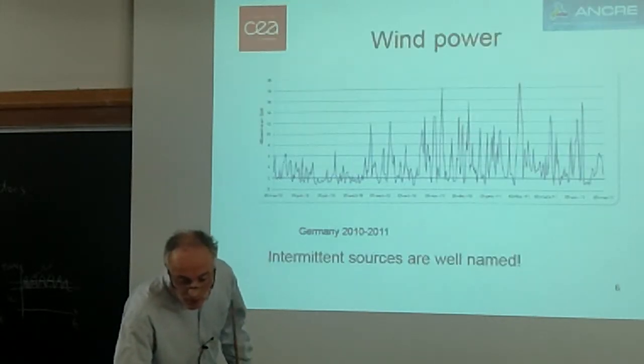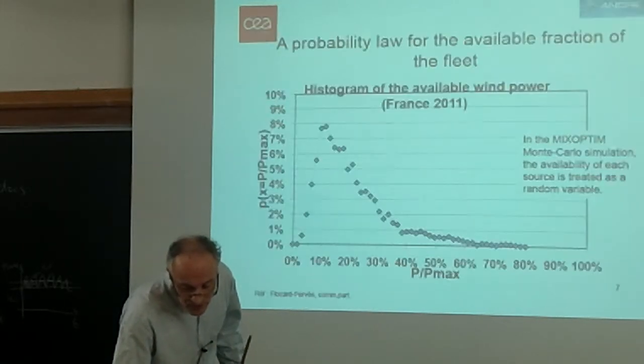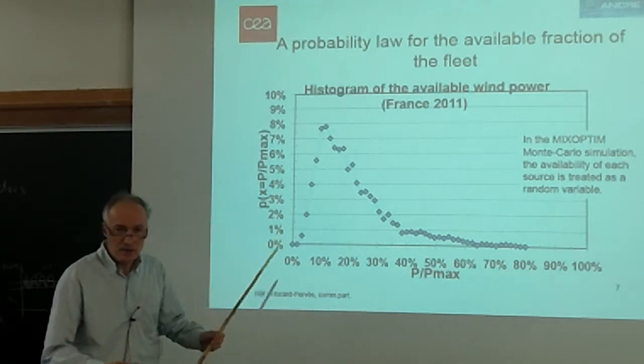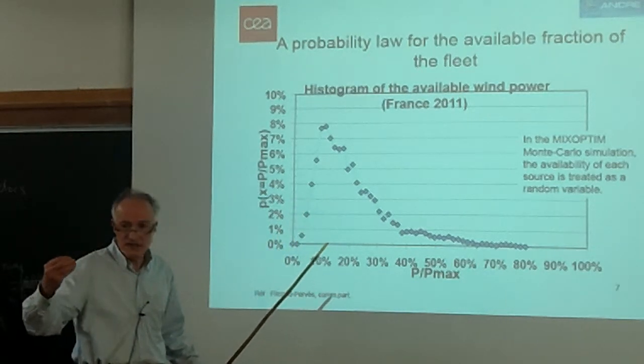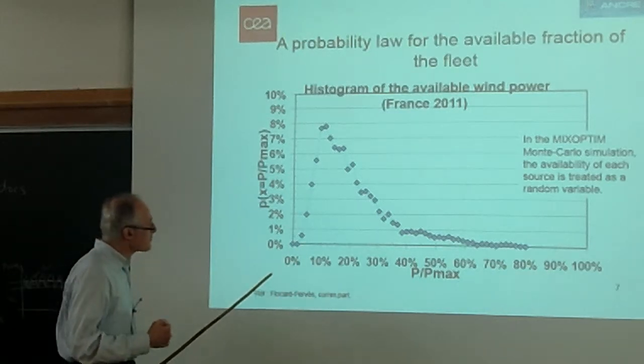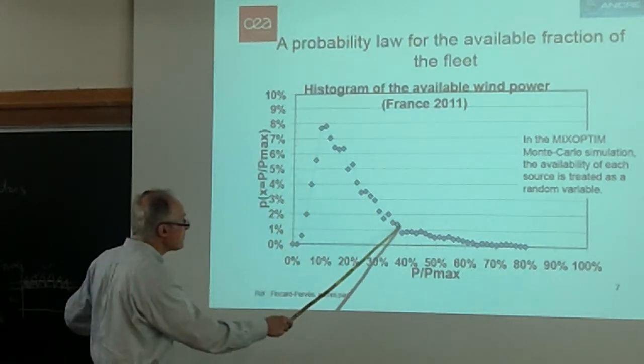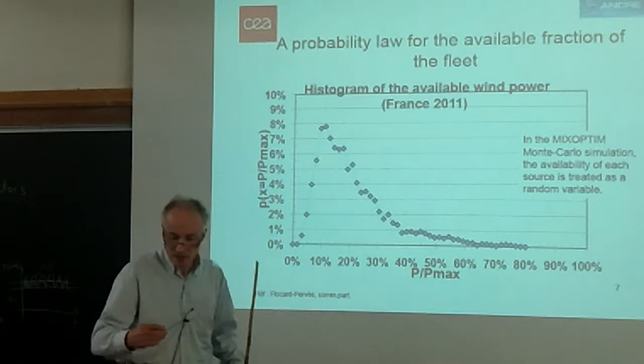Okay, so wind power is also fluctuating. This is translated into, again, the availability of the windmill fleets being treated also as a random variable, and this is the probability density law for this availability.